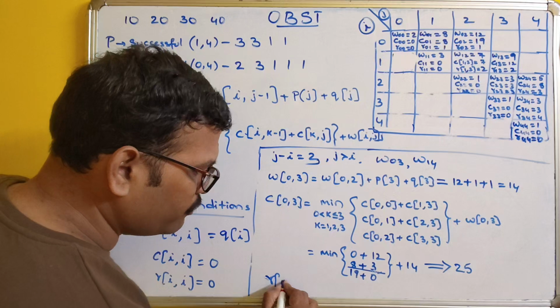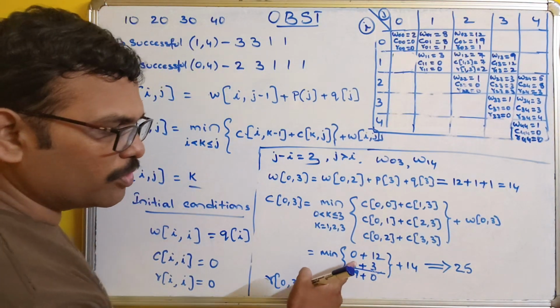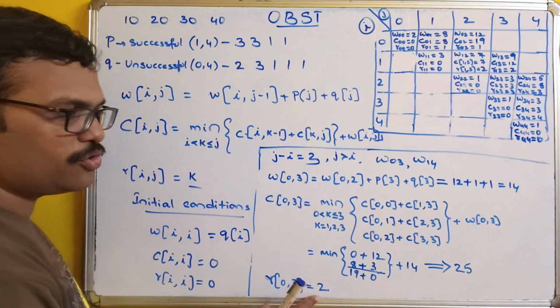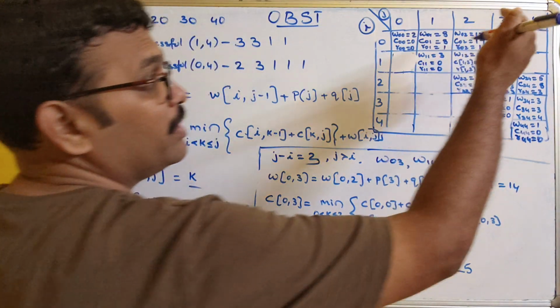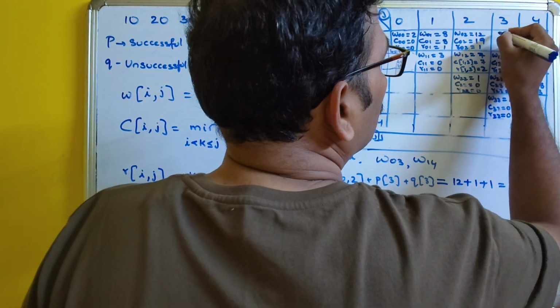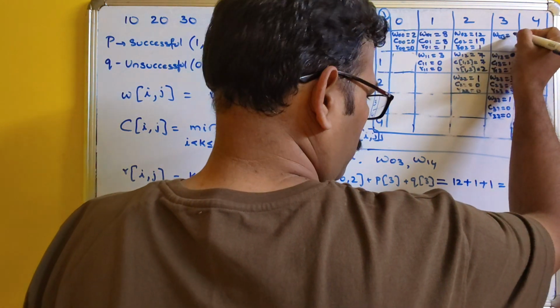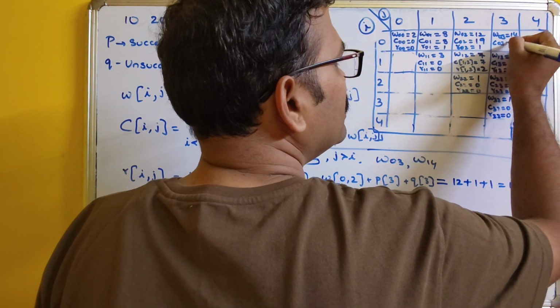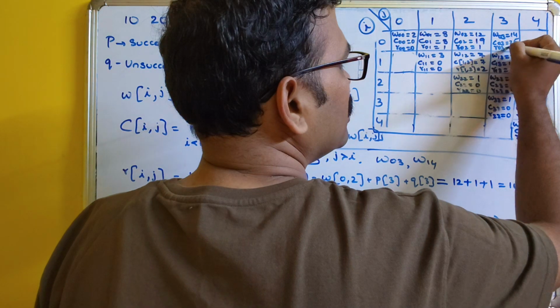Now what is the root of 0,3? It is the k value when the cost becomes the minimum. So second case, k value is 2. So R of 0,3 is 2. Now you can see 14, 25 and 2. Update here. So W of 0,3 is equal to 14, C of 0,3 is equal to 25 and R of 0,3 is equal to 2.